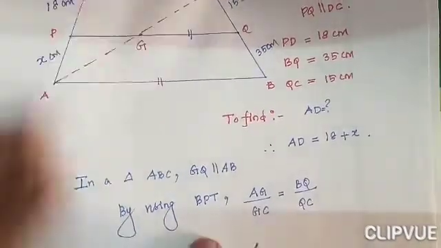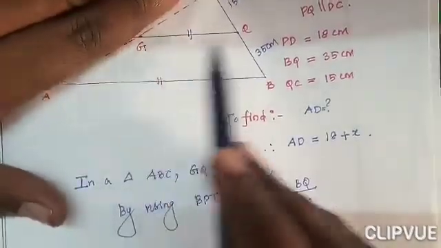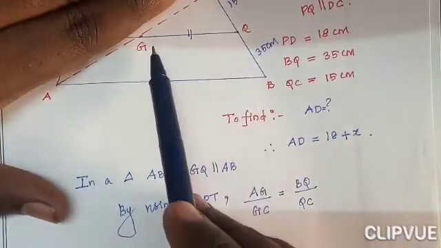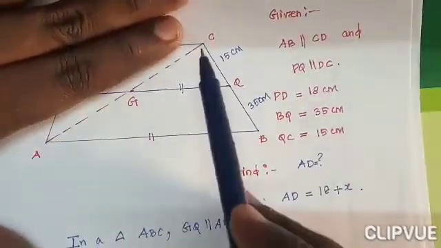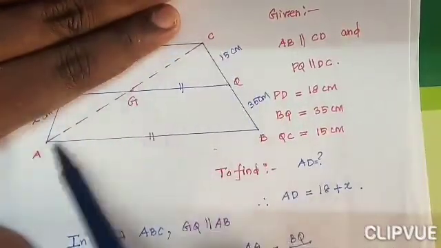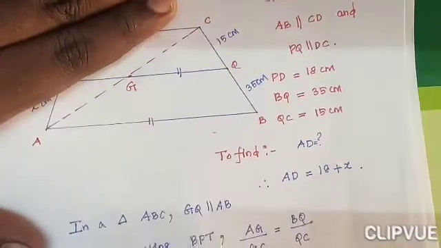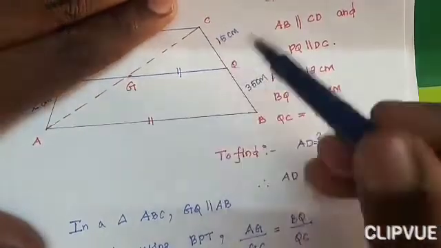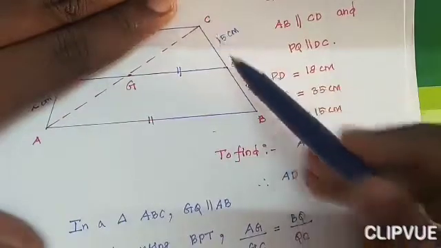Why should we take basic proportionality theorem? Because the straight line GQ is parallel to the side AB. A straight line drawn parallel to any one side of the triangle divides the other two sides in the same ratio. That condition we can write CG by GA is equal to CQ by QB also, no problem. So here I have written AG by GC equal to BQ by QC. If you write from C, it is CG by GA equal to CQ by QB.